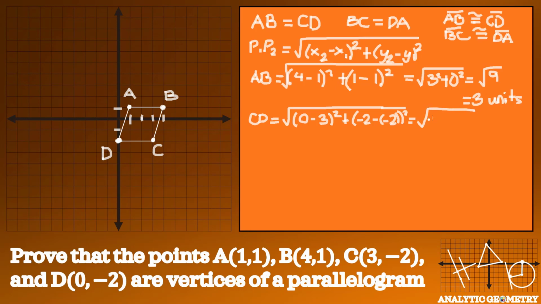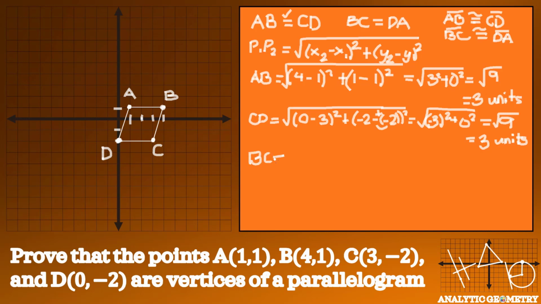Square root of 3, or the square of negative 3. Take note, by the double negative property, this becomes plus. So negative 2 plus 2 is 0 squared, which also gives us the square root of 9 as the square of negative 3. And this is 0, which will give us 3 units as well. In this case, we have now shown that the first set of opposite sides for this given quadrilateral have the same measurement. Now let's continue with BC.